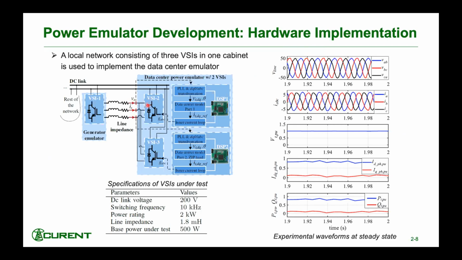In each of the load VSIs, the conditioning function and the data center model, as well as the inner current loop, are all embedded in one DSP. Then the conditioned voltage is sent to the model to generate the current reference, which is used to control the converter, so that we can represent the power performance on the grid terminal.